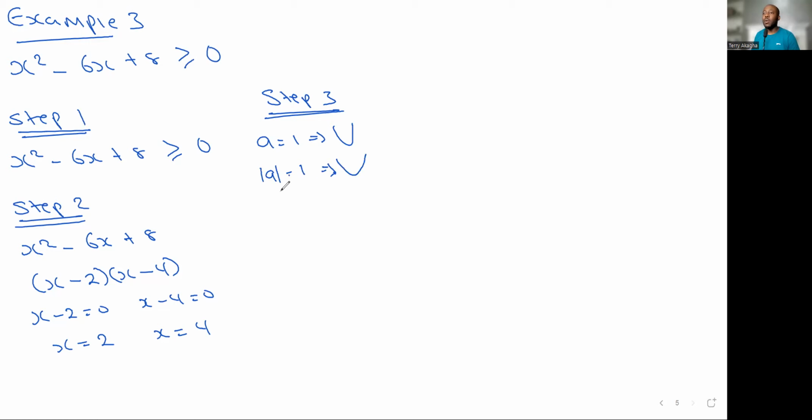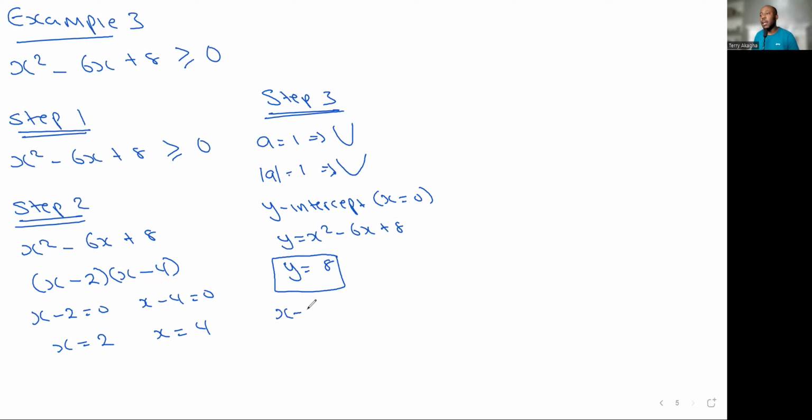Then the next thing we're going to do is find the y-intercept. At the y-intercept, x is equal to what? 0. So that means we have y is equal to x squared minus 6x plus 8. All of this becomes 0 because y will be equal to 0 squared, and so on, so y becomes equal to 8. So that means the y-intercept will be 8.